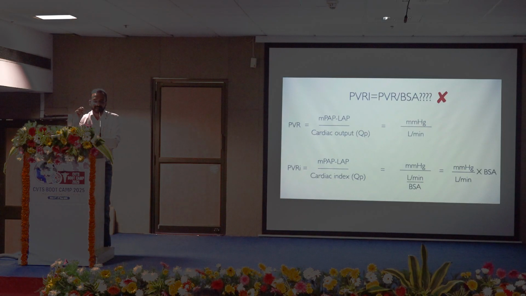PVRI is not PVR divided by body surface area. Instead, it's PVR into body surface area, because you're using cardiac index, so eventually the BSA goes to the numerator. So you have to do PVR times BSA, not PVR divided by BSA. It's important to realize this mistake. In fact, a recent study found that 59% of published journals publish PVRI with the wrong formula. It was surprising actually.